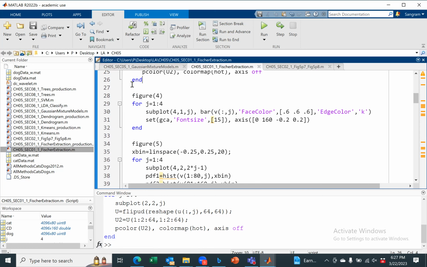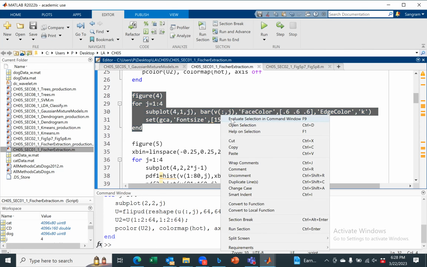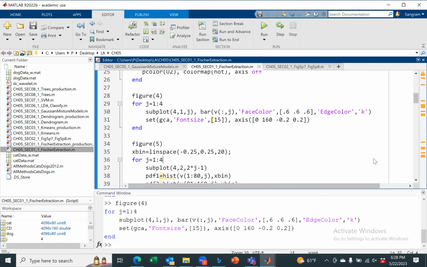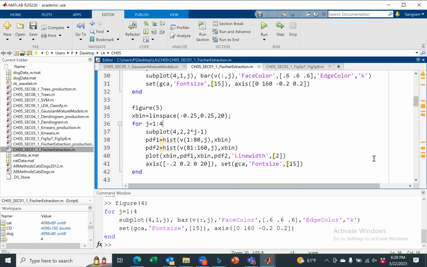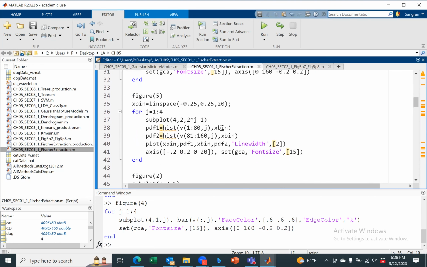So for an example, if you look at the next code, I would encourage you to run this code. You will notice this actually shows you the histogram of this image classification. So this is just one other way of representing the image. You can do the exact same thing for the dogs and cats.